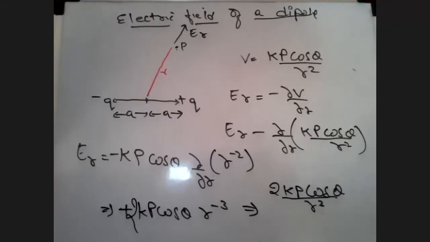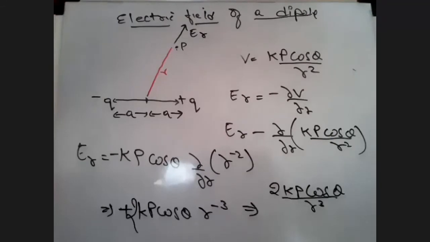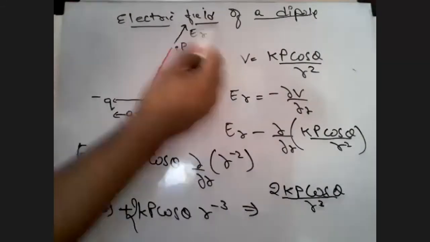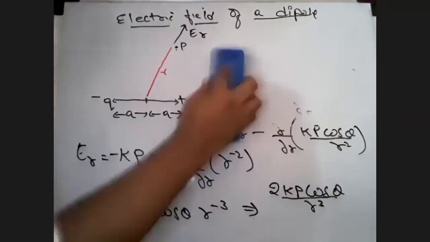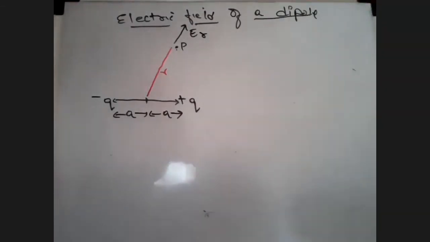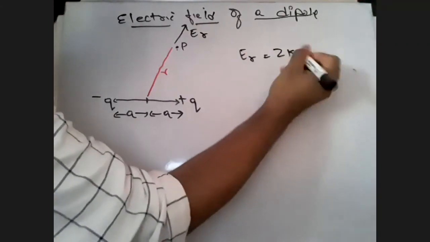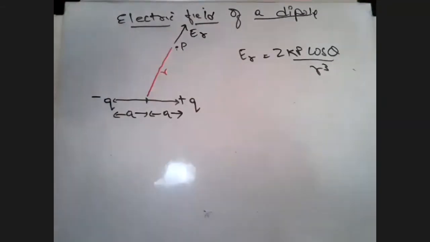Yes, sir. Okay, so now second thing. Now we found out the electric field intensity in radial direction, keeping this point P. We found it to be 2 Kp cos theta upon r cube. So I will write it separately over here: we got Er equal to 2 Kp cos theta upon r cube. This is what we found out.